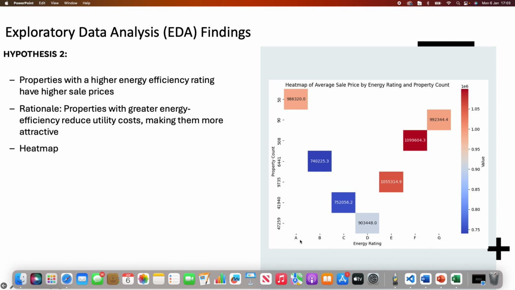So we have the energy efficiency ratings on the x-axis, the property count on the y-axis, and also within the cells, and then a heat map showing the average sale price for each band. There doesn't appear to be an observable correlation. We can see that Class B has the cheapest average price, and Class F has the most expensive average price, which would suggest this hypothesis is not supported.